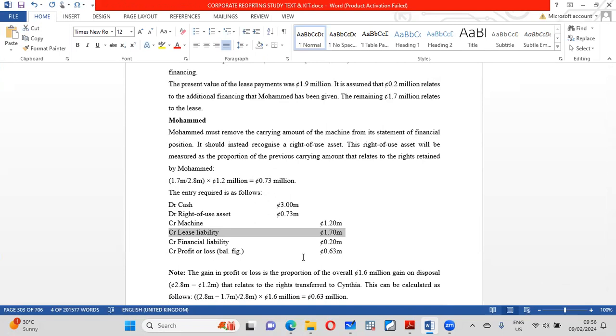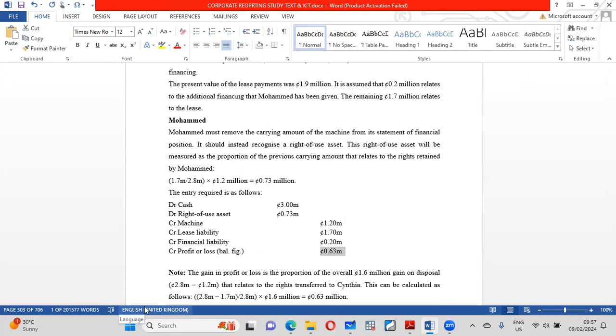Of course, like we did, you have your cash. Then the right of use is also a proportion. How did you do the first one? We proportionated it, a proportion of the previous carrying amount. So here it will be 1.7 instead of 1.9 over the 3 million. It will be 1.7 over the 2.8. So that is how it's going to be. Of course, the gain or loss is the balance.